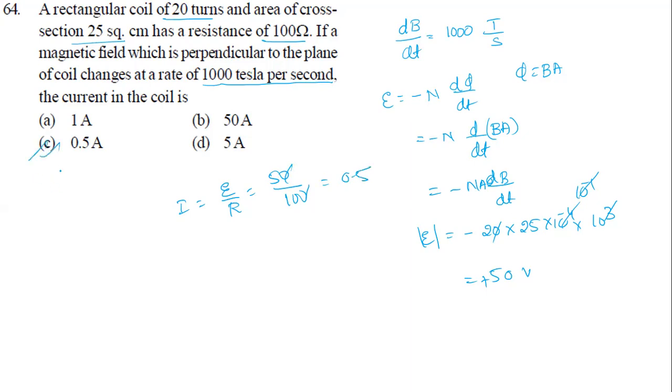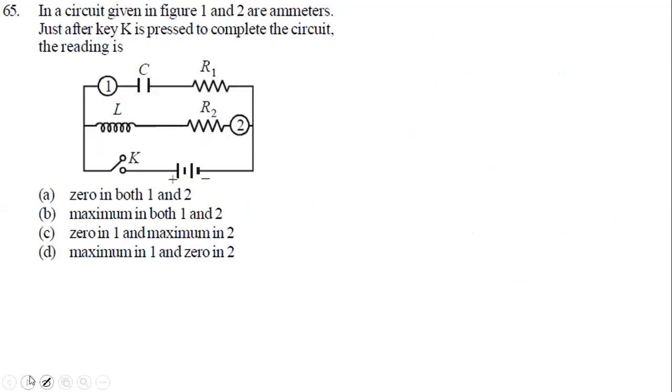Okay. Let's have a look at this question now. It's a little different question compared to what we saw till now. In a circuit given in figure 1 and figure 2, there is an ammeter. Here it is an ammeter. There are two things given, ammeters. Just K is closed. We're going to press K. K is going to close now.